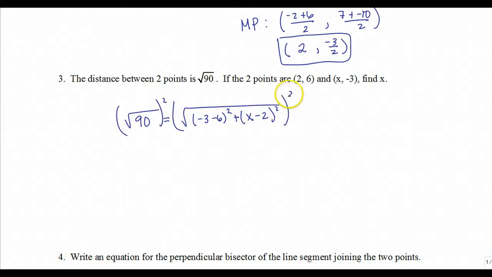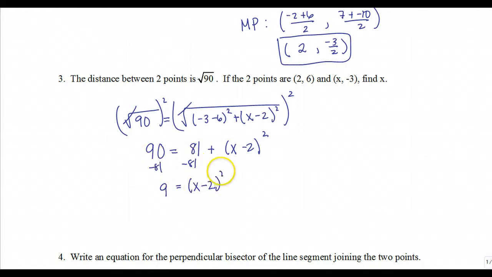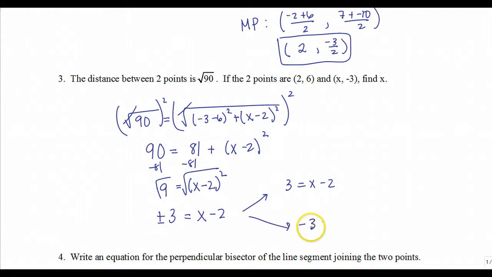So the first thing I'm going to do is square both sides. All that does is knock out the radicals. So 90 equals, well, negative 3 minus 6 is negative 9 squared is 81, plus x minus 2 squared. Then if I subtract 81 from both sides, I get 9 equals x minus 2 squared. From here, I can take the square root. So I've got plus or minus, don't forget that, equals x minus 2. So that means 3 equals x minus 2, or negative 3 equals x minus 2. So x equals 5, or x equals negative 1.